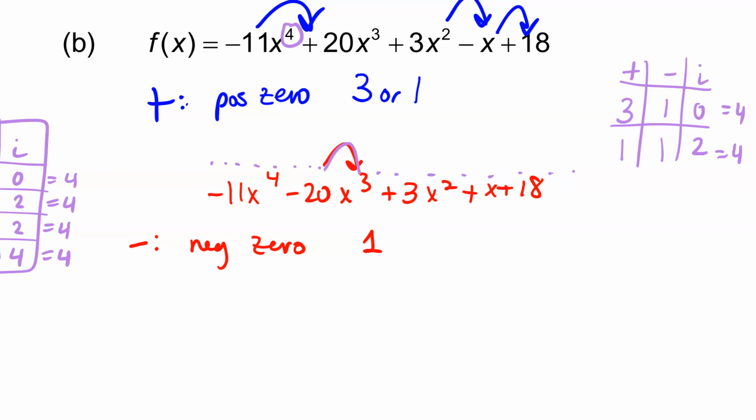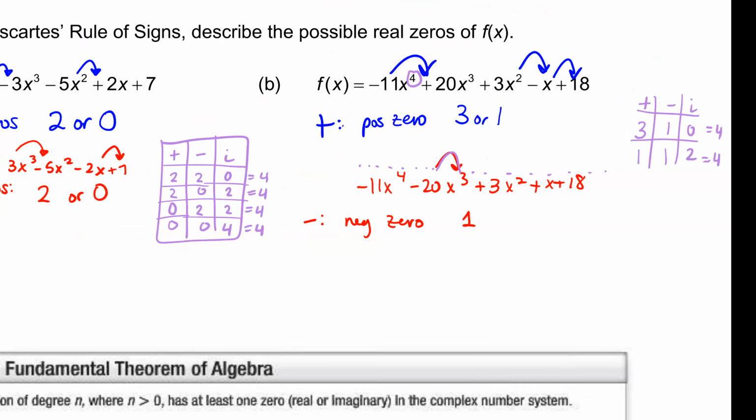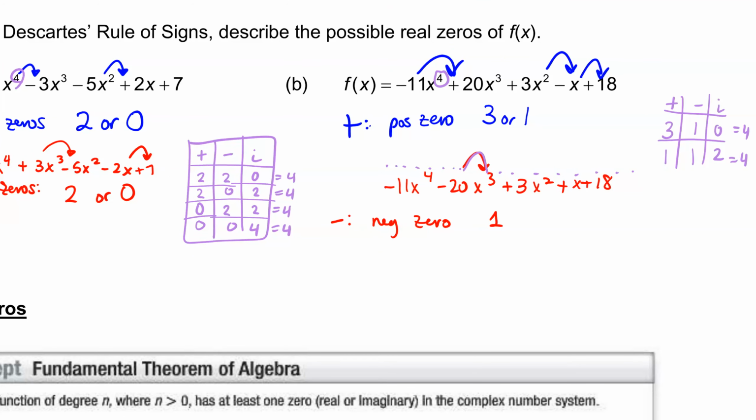So, complex zeros. The fundamental theorem of algebra says a polynomial of degree n, as long as it's greater than 0, has at least 1 zero, real or imaginary, in the complex number system.